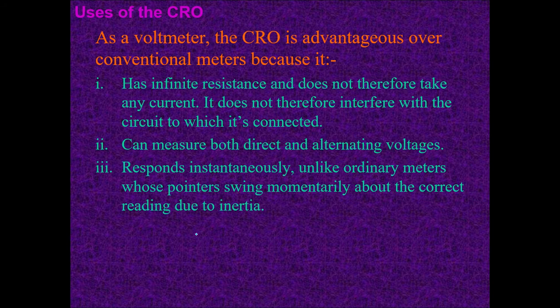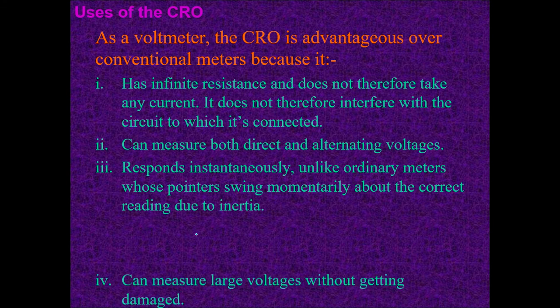Number three, it responds instantaneously, unlike ordinary meters whose pointers swing momentarily about the correct reading due to inertia. So the moment it records an alternating current, you notice that alternating current has various frequencies, goes positive and negative. So there's no challenge of the accuracy being very slow. It will record all of them instantaneously. It will not have a challenge like the normal voltmeters or the conventional meters that we are used to.